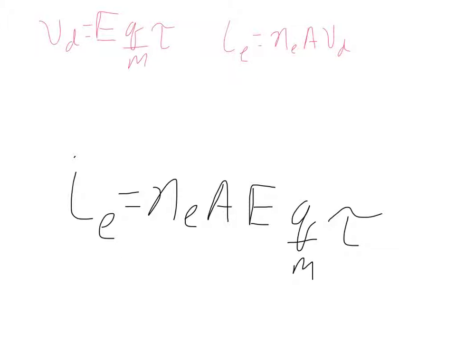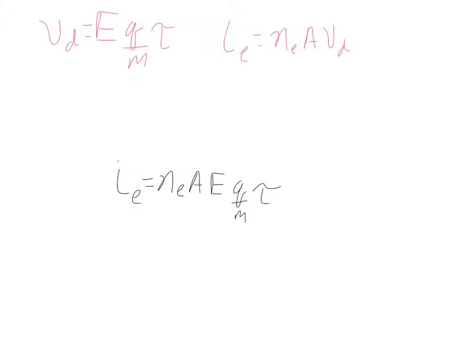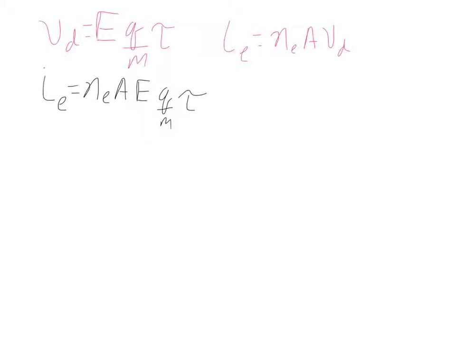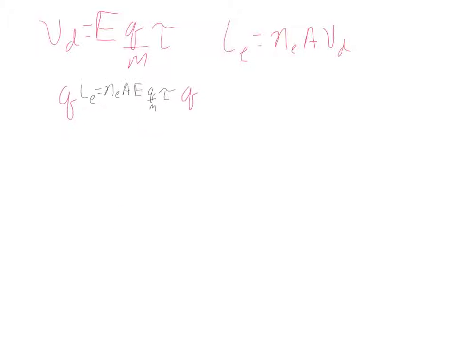So this equation represents the number of electrons that go through a cross-sectional area of wire per second. But we don't really care about the number of electrons per se. What we really care about is the overall charge. So what I'm going to do now is take both sides of this equation and multiply them by Q. So I put a Q over here, and I put a Q over here. And then what I'm left with then is the charge that's flowing through that wire.